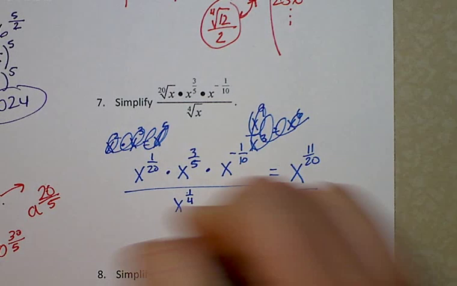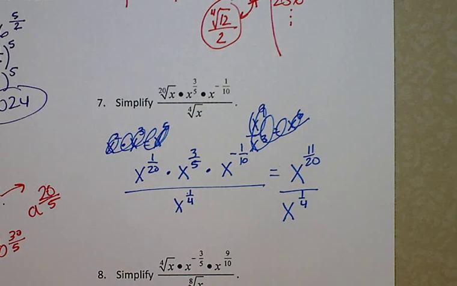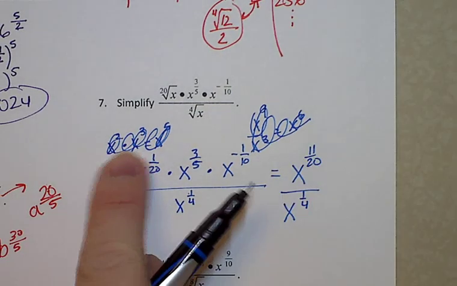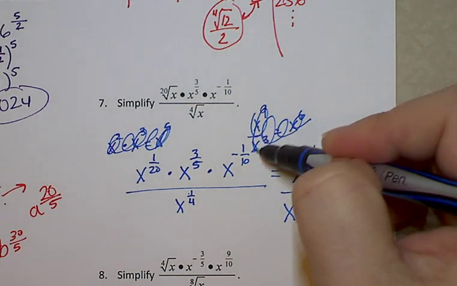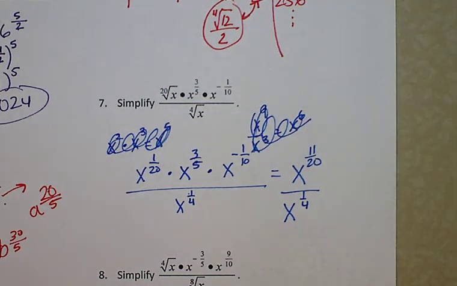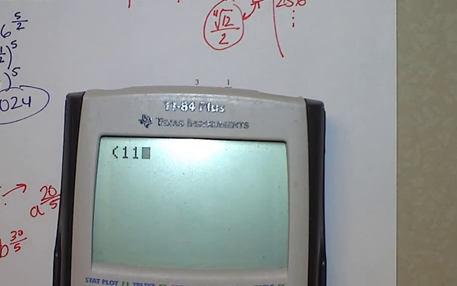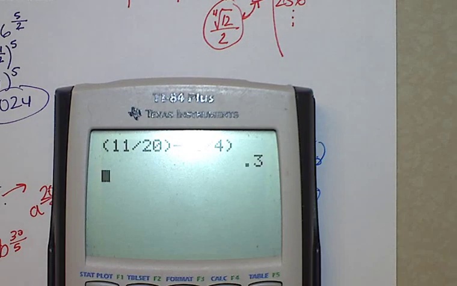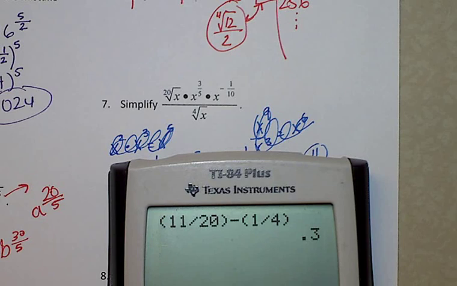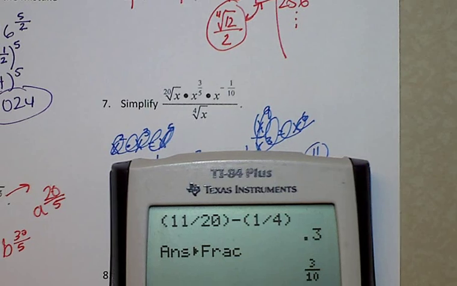In the denominator, I have x to the 1/4. Just like we spoke earlier, when you have the same base and you're multiplying, you add the exponents. The calculator did the work for us. Now when you have the same base and you're dividing, you subtract the exponents. So I'm going to subtract the top exponent from the bottom. So 11 divided by 20, subtract 1/4. Let the calculator do the work for you. Then turn it back into a fraction by hitting Math, Fraction, Enter, Enter. So this final answer is x raised to the 3/10.